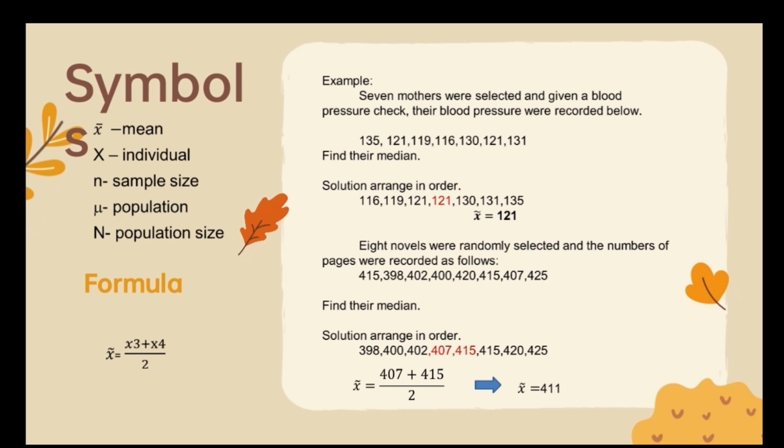We have the medians 407 and 415. We have two middle values because our set of data is an even number. So we will add them and divide by 2. So that's why we now have the median of 411.